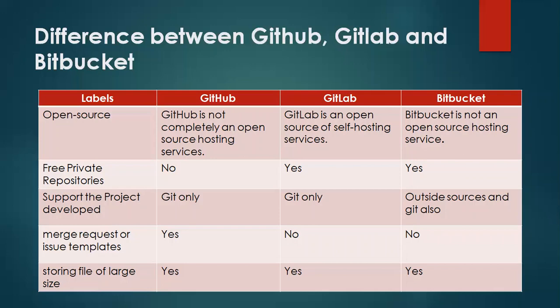And fourth one, merge request or issue template. In GitHub, the user can ask for a merge request or issue template. And in GitLab, the user can also ask for a merge request or issue template. And in Bitbucket, there is no such function on this platform. Last one, storing files of large size. The GitHub platform is capable of providing the feature of storing files of large size. The GitLab platform is also capable of it. And the last one, the Bitbucket platform is also capable of providing the feature of storing files of large size.